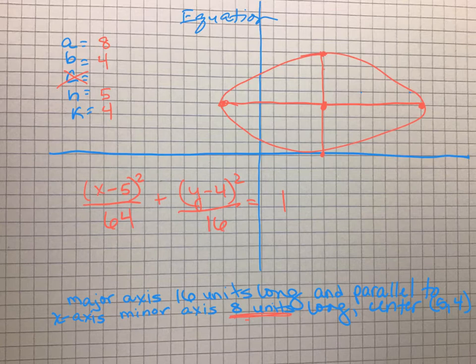the A, B, H, and K, we just put them in the formula and make it equal to 1, and that is the equation of that ellipse.